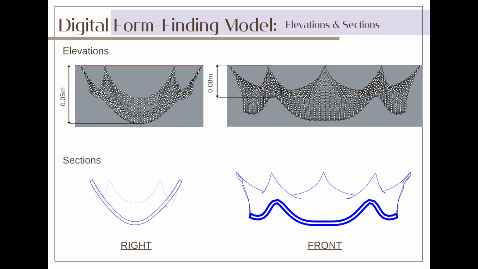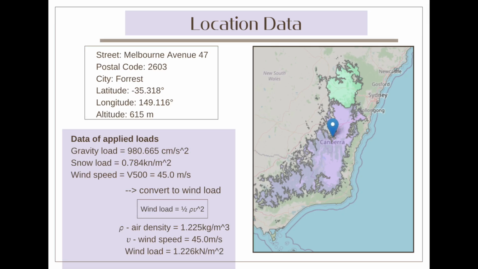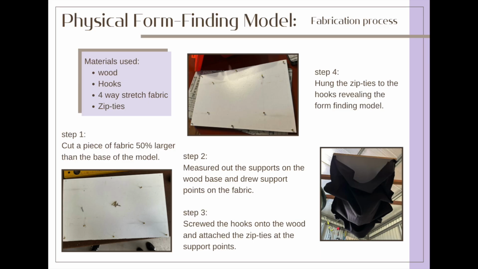The elevations and sections are shown. The elevations reveal that the lowest droop of the fabric is 0.05 meters and the smallest is 0.08 meters. My model is based in Canberra in the city forest. The average snow load is 0.784 kilonewtons per meter squared and the average wind load is 1.226 kilonewtons per meter squared.